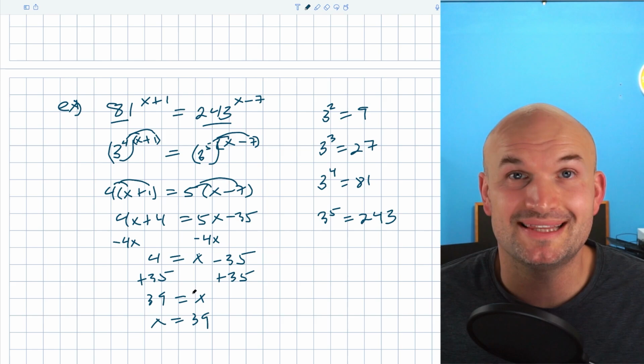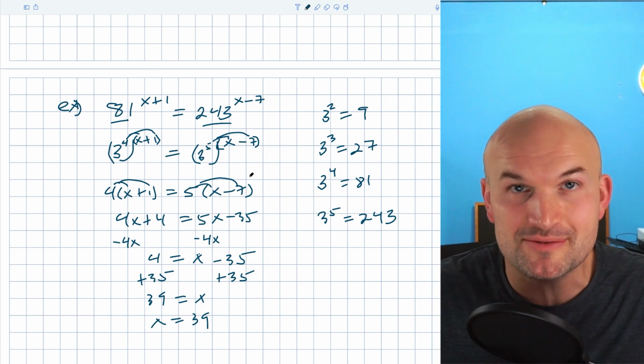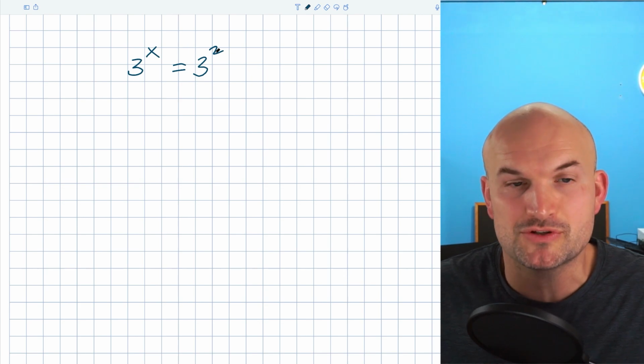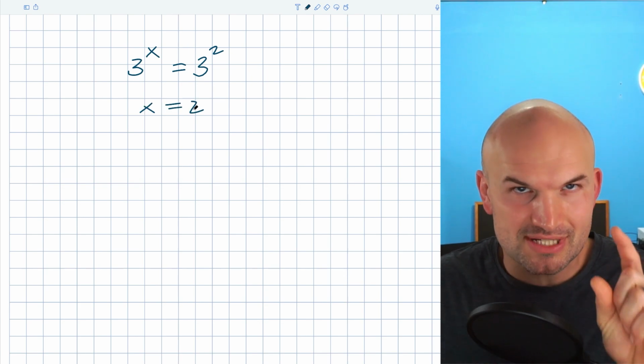So there you go, ladies and gentlemen. The answer you can see in this example is going to be x equals 39. Hopefully by now you recognize that if 3 raised to the x equals 3 squared, then x equals 2. But there's a couple things I want to talk to you about.